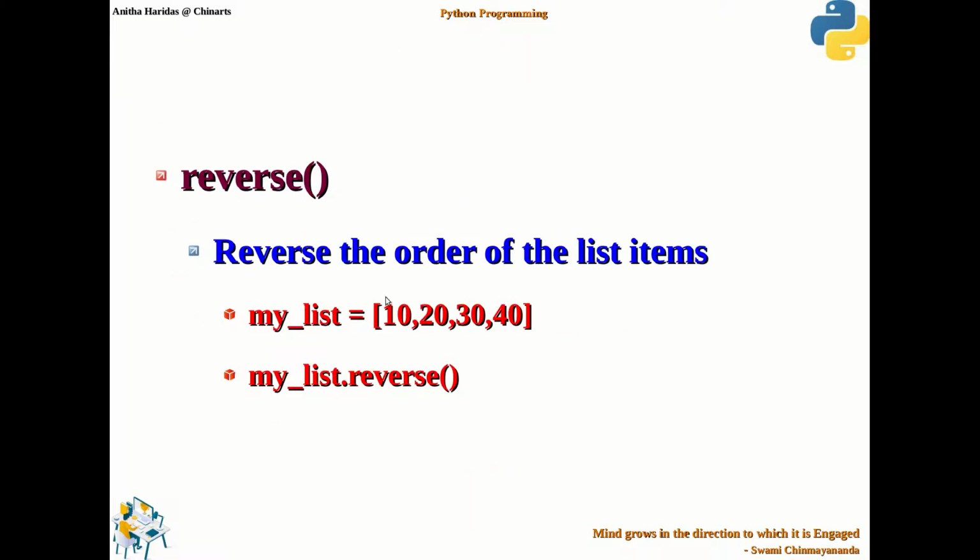Another method is the reverse method. It is used for reversing the order of the list items. So if I have a list declared like this, I can give my list dot reverse. It will be reversing the list. So you will have 10, 20, 30, 40 in the given list, which will be reversed to 40, 30, 20, 10. That is the reverse method.